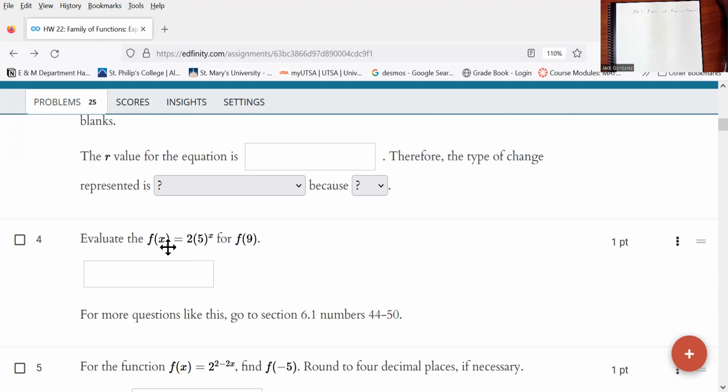Number 4. They legit just want you to plug in a number. Just see what happens. They're testing to see if you remember the function notation, like what does f of 9 mean? But also, do you know how to deal with values as powers? And that's all they want to see.